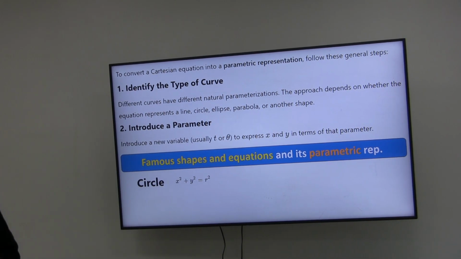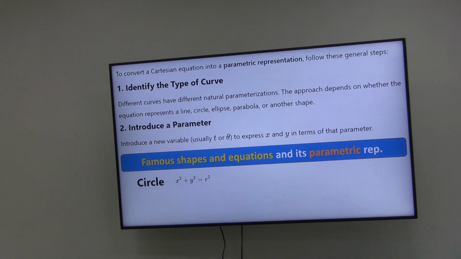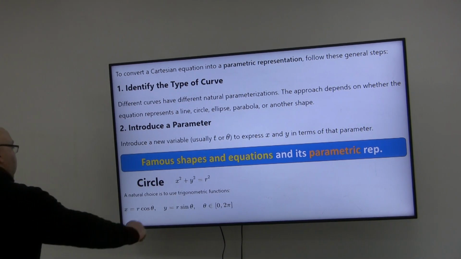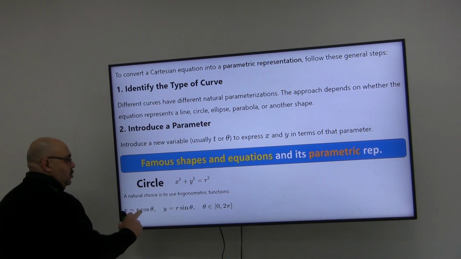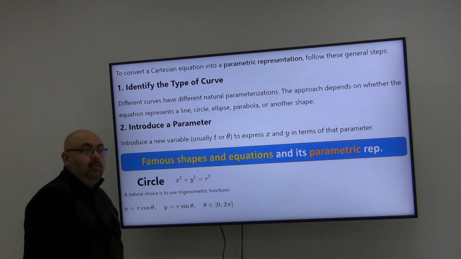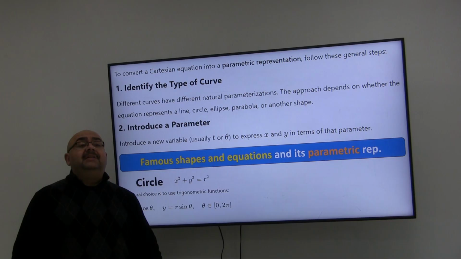So if I have a circle, x squared plus y squared equal to 16, what's the parametric representation? 4 cosine t, 4 sine t. Okay? It's really very simple. So as you can see, I will take the square root of the radius, and it's going to be r cosine t, r sine t.